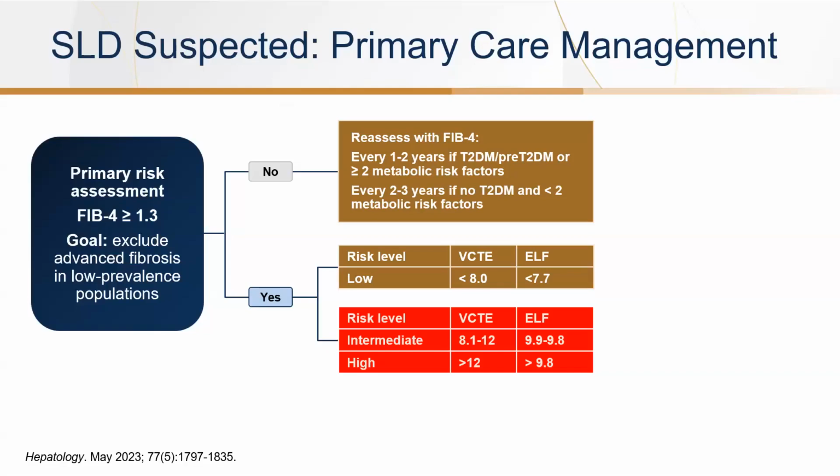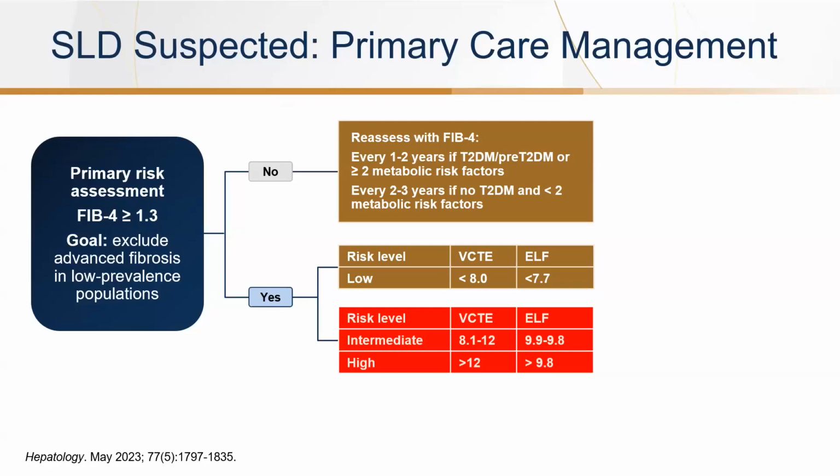If they do not have an elevated FIB4, you can reassess every 1 to 2 years if they have diabetes or if they have greater than 2 metabolic factors. If they do not have diabetes and they have less than 2 metabolic factors, you can reassess in 3 years.